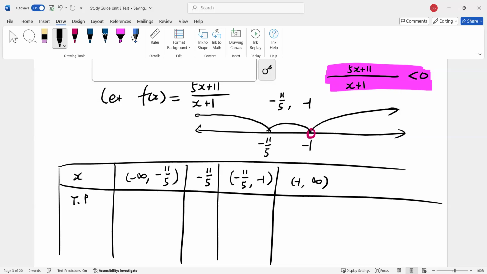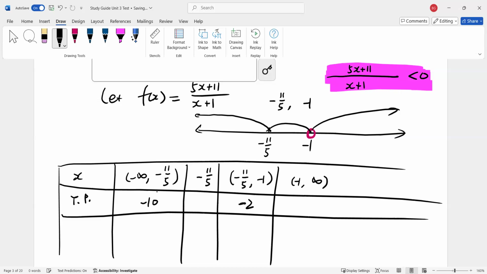Second row, testing points. We want to get negative 10 from the first interval. We can get negative 2 from this interval. Again, negative 11 over 5 is less than negative 2. So negative 2 would be in the middle of negative 11 over 5 and negative 1. This is negative 2.2, so negative 2 is between negative 2.2 and negative 1. And here we can use 0. All right, so those are the 3 testing points for the 3 intervals.